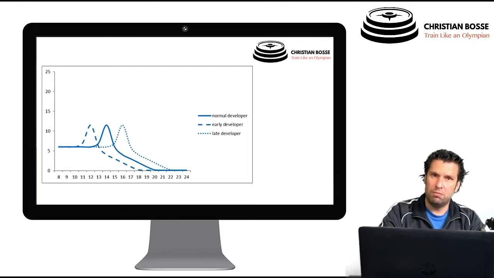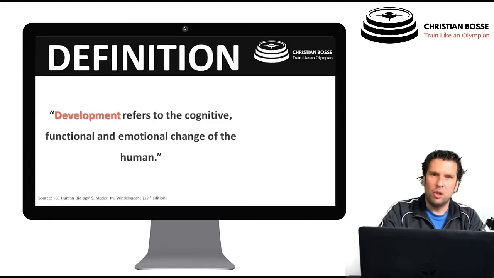But then we also have, now here we come to the combination of age appropriateness and individuality. Different individuals go through that development and this growth at different stages. So we have normal developers, we have early developers, also called accelerated, and we have late developers, also called retarded. Retarded in the sense of growth, not in the sense of mental. So just remember, normal developers, early developers, late developers. If we look at development, that refers to the cognitive, functional, and emotional change. And we'll get into that in the practical application.